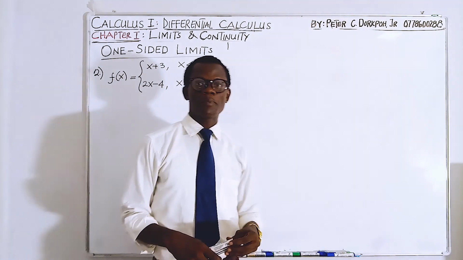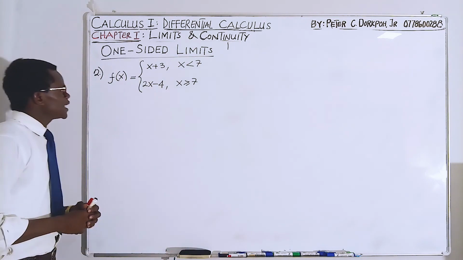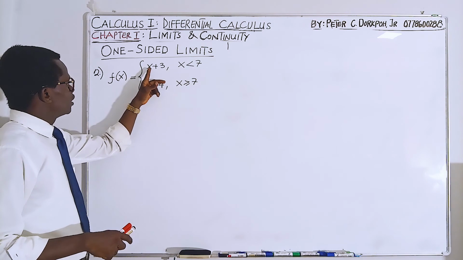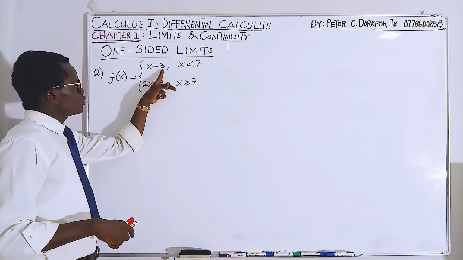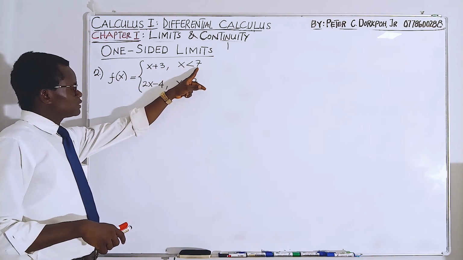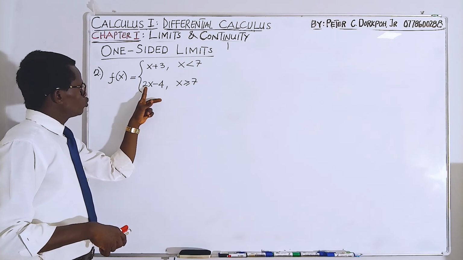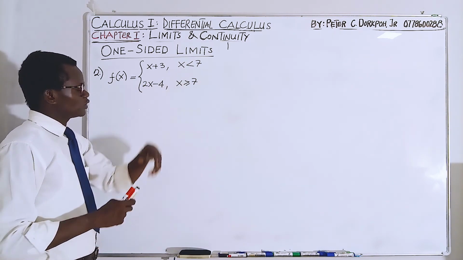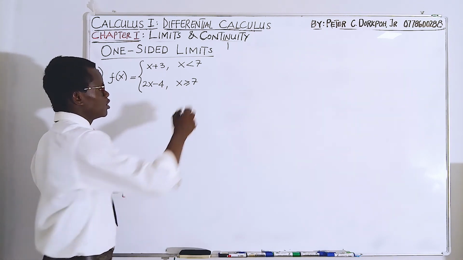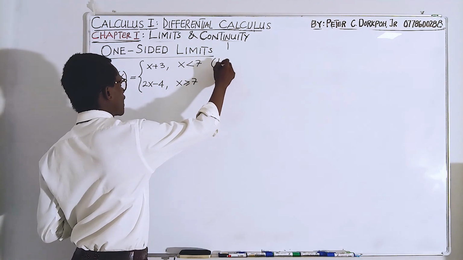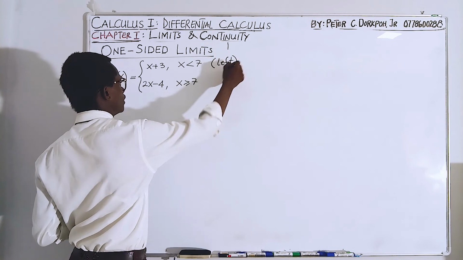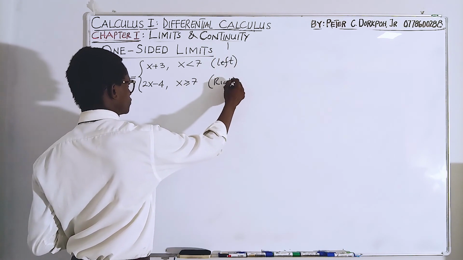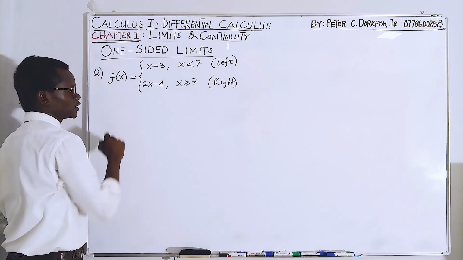Now, so we solve example 2. Example 2 says f of x is equal to the piecewise function: x plus 3 when x is less than 7, and 2x minus 4 when x is greater than or equal to 7. So this side represents the left hand and this side represents the right hand, because this is less than and this is greater than.